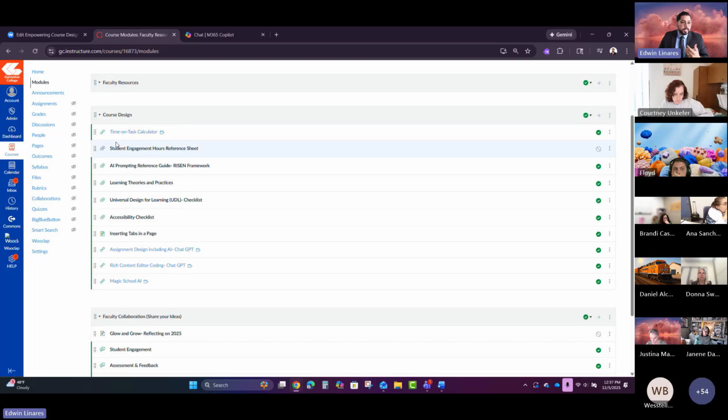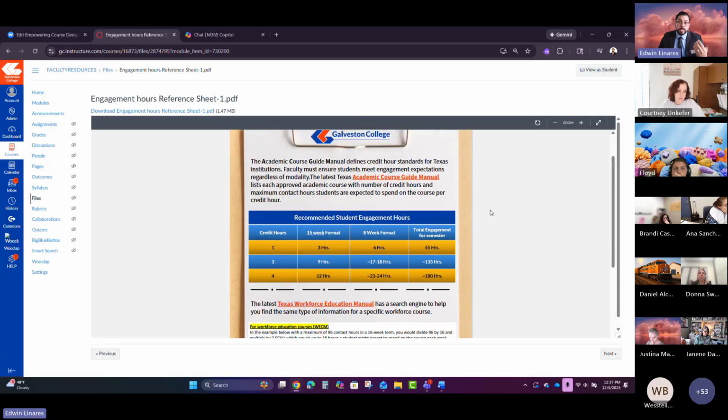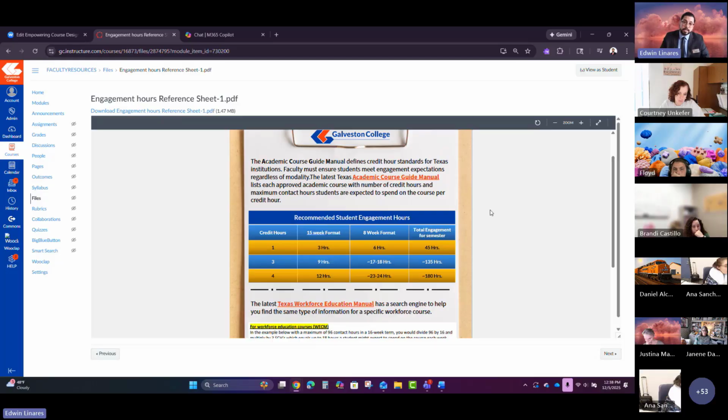So ultimately, what I've done is I've already put the time on task calculator here. So if you ever need to access that, that's going to be there. I've also built a reference sheet for student engagement hours. So if you ever need a reference to see how many hours students should be spending in course material, this is the place where you want to get that reference sheet.